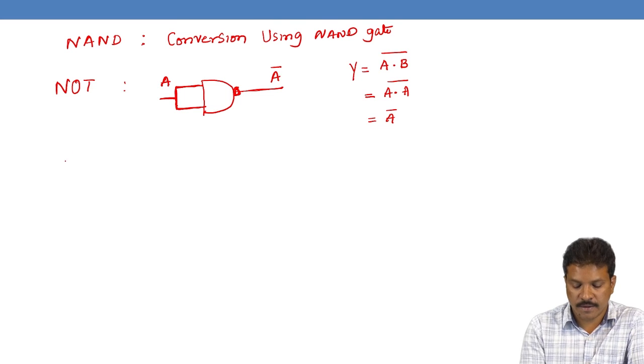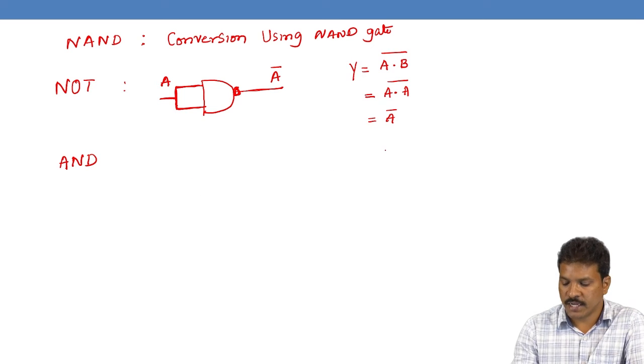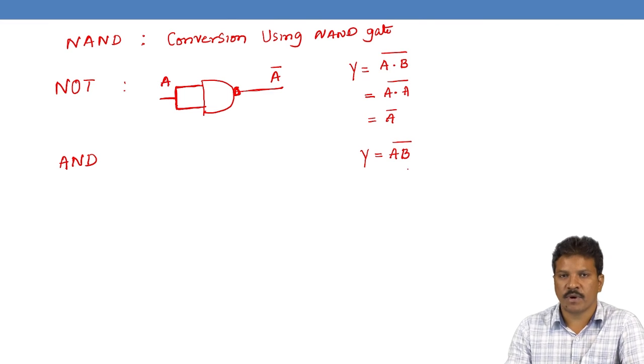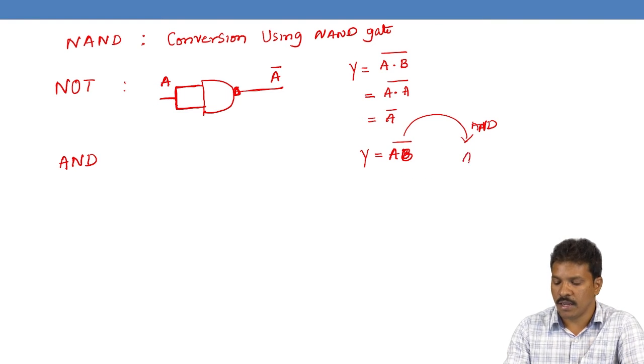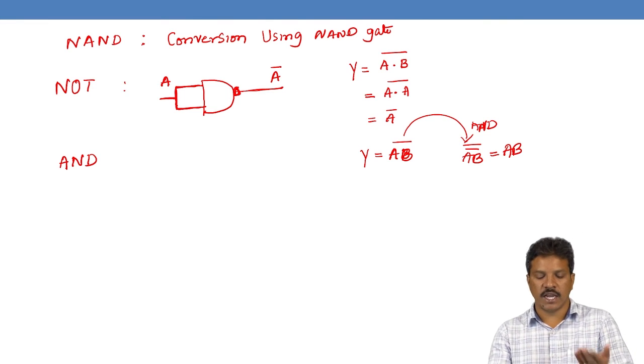How to get the AND gate? What is the expression for AND gate? AB. The NAND expression is AB bar. How to transform this NAND gate expression to an AND gate? In order to get this AB term, once again we can complement it. Take the NAND gate expression, take the complement of it again, and you will get AB double bar, which is nothing but AB. So how can we get that AB term from the AB bar? Once again, complement it.